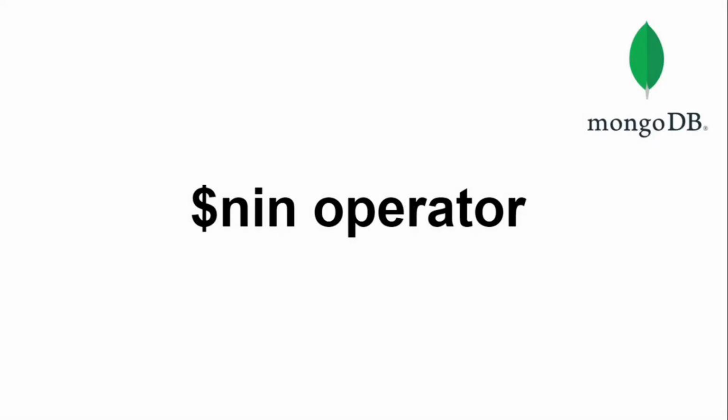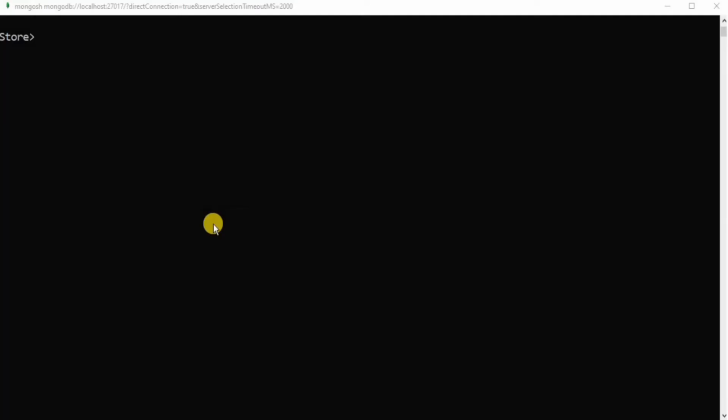Welcome back. In this video, I'm going to show you what is the purpose of the not in operator and how you can use the not in operator in MongoDB. So the NIN operator is also called the not in operator. It is also a type of comparison operator in MongoDB. This operator is used to select those documents where the value of the field is not equal to any of the given values in the array, and the documents where the field does not exist.